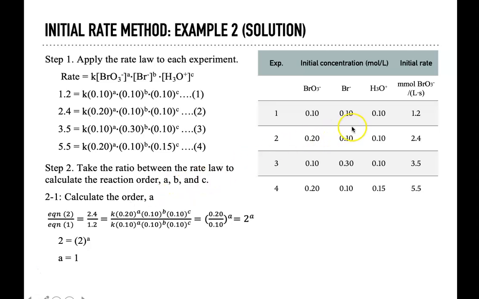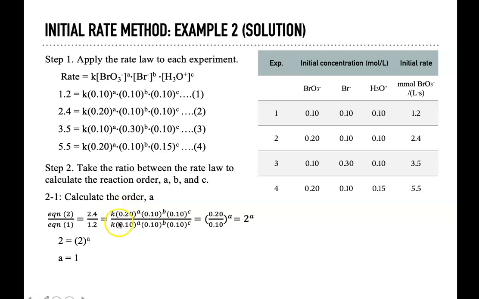In order to find A, we need to see which experiment set has the same bromide and hydrogen ion concentrations and only changes in bromate ion, which is experiments 1 and 2. Now let's get the ratio between equation 2 and 1. So the rate is 2.4 divided by 1.2, and it is K times 0.20 to the A, and so on this way. When you see this ratio, K is the same, canceling out. 0.10 to the B, 0.10 to the C, they cancel out.